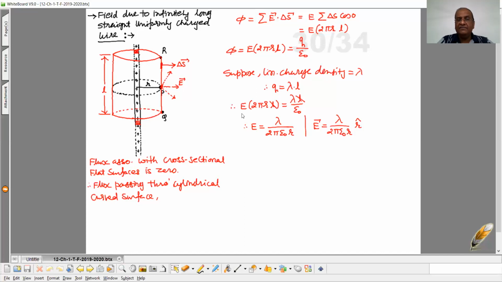So we can write now E into 2 pi R L equal to lambda into L upon epsilon 0. L is cancelled. So E is lambda upon 2 pi epsilon 0 R. And in vector form we can write E equal to lambda upon 2 pi epsilon 0 R into R caret, where R caret is the unit vector in the direction of the electric field. Clear to all of you?